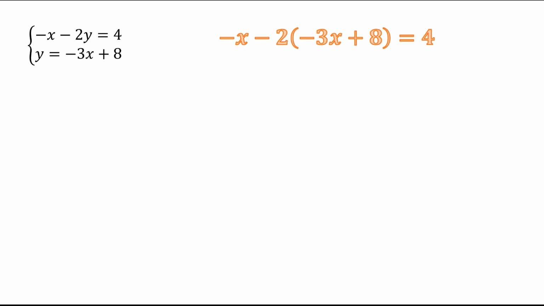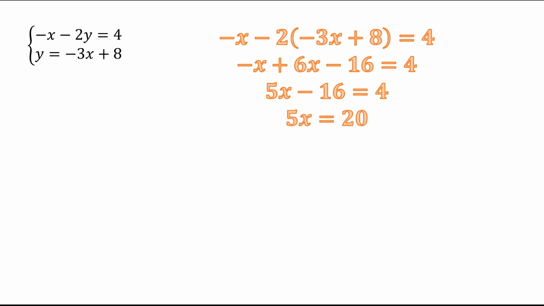So the first equation will look like this, because where I see a y, I'm going to put negative 3x plus 8. And now I'm going to use the distributive property to distribute that negative 2. Make sure that you carry the negative with it to both terms inside the parentheses. So you'll have negative x plus 6x minus 16. So be careful with that. Equals 4. Now I'm going to combine my like terms. Negative x plus 6x would be 5x. Minus 16 equals 4. I'm going to add 16 on both sides. 5x equals 20. Divide by 5, and x equals 4.